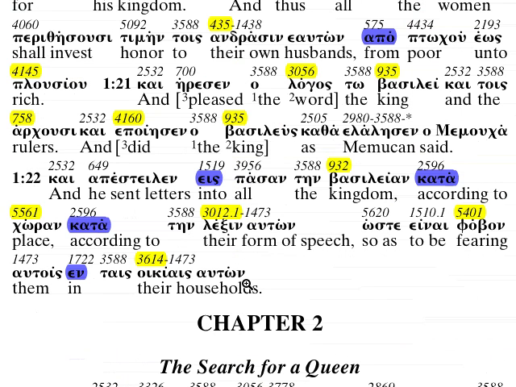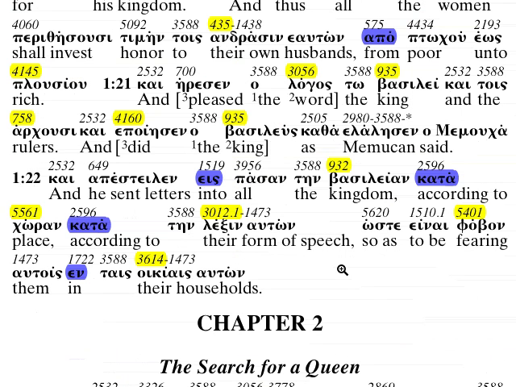Kata, according to Horan, according to their lexine, lexography, it has to do with speech, a lexicograph, so as to be fovon, fearing, phobia is the English derivative. So as to be fearing them in, it wouldn't be one, so as to be fearing them one, their households, it wouldn't make sense. So as to be fearing them in their households, ikies.